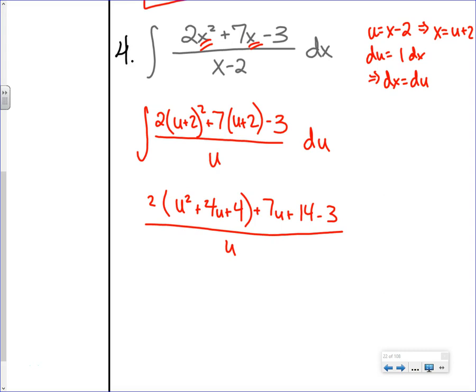The one Sean was doing was a cubic, so that was an adventure. So he tried splitting it up and not having to cube for a while. This one, since it's a square, it's like, okay, let's go ahead and square it. Now can't I combine some like terms? Yes. I have 2u squared, by itself. I have 8u plus 7u, 15u, yeah? Then I have 8 plus 14, which would be 22, minus 3, which would be 19, right?